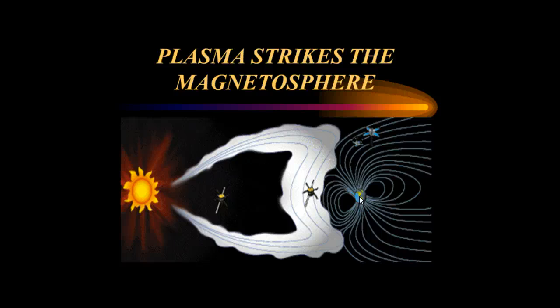Now when these high energy particles collide with oxygen and nitrogen in the Earth's atmosphere, some of the energy is turned into light, and we call these auroras. Write that down.